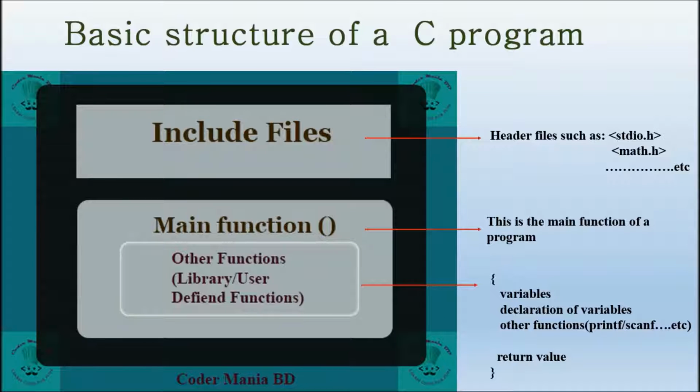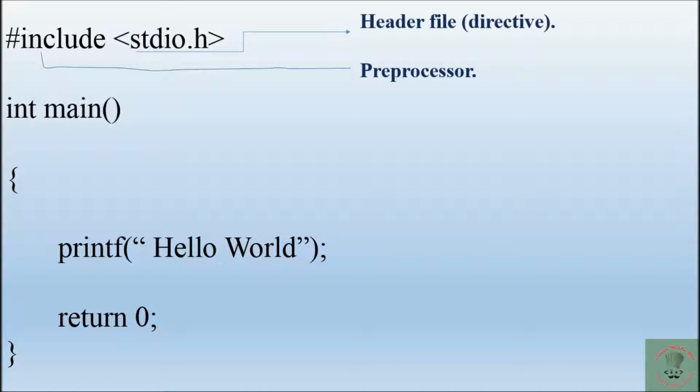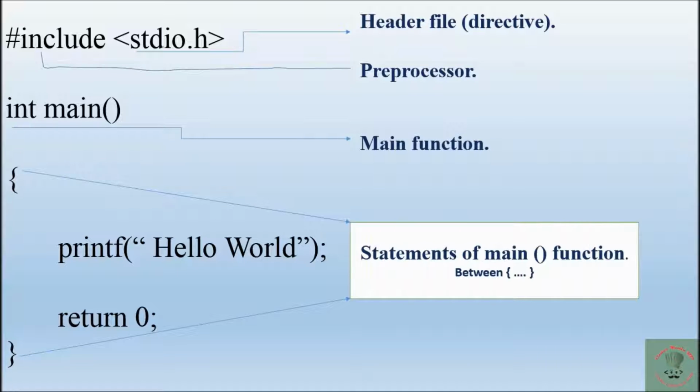If we see the structure of a program, here #include is the preprocessor, and stdio.h is a header file. It is also called a directive. Here is the main function, and between the curly braces all things are the statements of the main function.